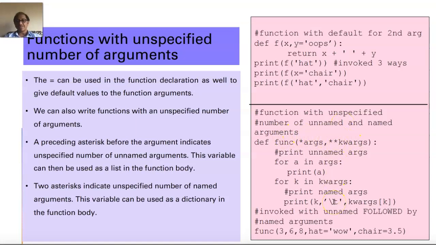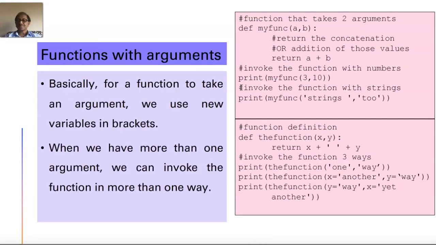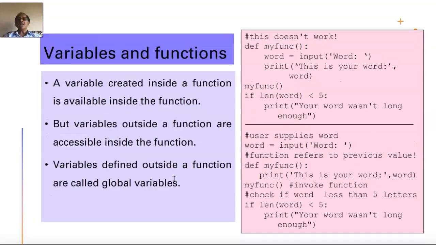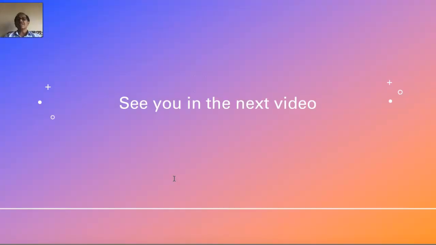Unspecified number of arguments. Okay, so we have learned in this video how to define functions and how to define variables in functions, what the returning values of functions are, then functions with 1 argument, 2 arguments or many arguments, and you also have functions with an unspecified number of arguments. We'll see you in the next video.